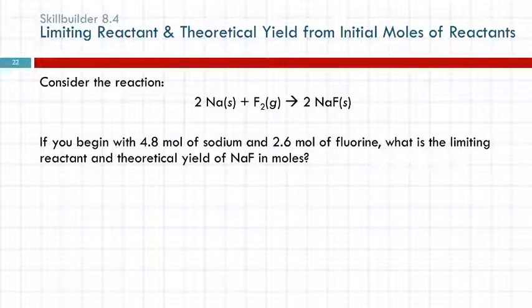So I've got my balanced chemical equation, and I'm going to write my numbers under it. It says 4.8 moles of sodium, so I'm going to write 4.8 moles under sodium, and 2.6 moles of fluorine. It wants the limiting reactant and the theoretical yield of sodium fluoride. So, question mark, this is what I'm trying to find, and it says in moles, so the unit there is going to be mole.